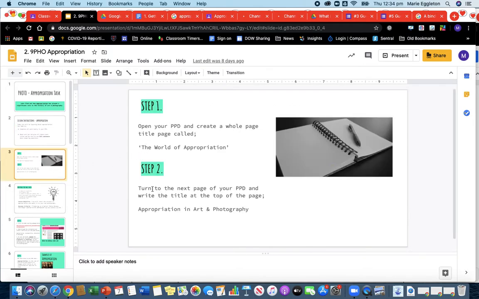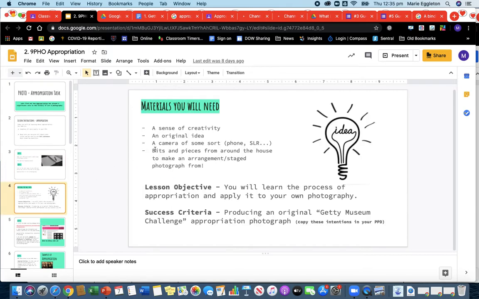Open your PPD. Right, that's your title. Next page, that's your whole title page, the word appropriation. Your next one is just a mini one, appropriation in art and photography. You can go back if you need to slow down on these or pause at any point. So these are your materials: creativity, an original idea, a camera of some sort, bits and pieces from around the home. Can you record these intentions, lesson objective, success criteria in your book? Pause now. Okay, now that you've got them in, great.